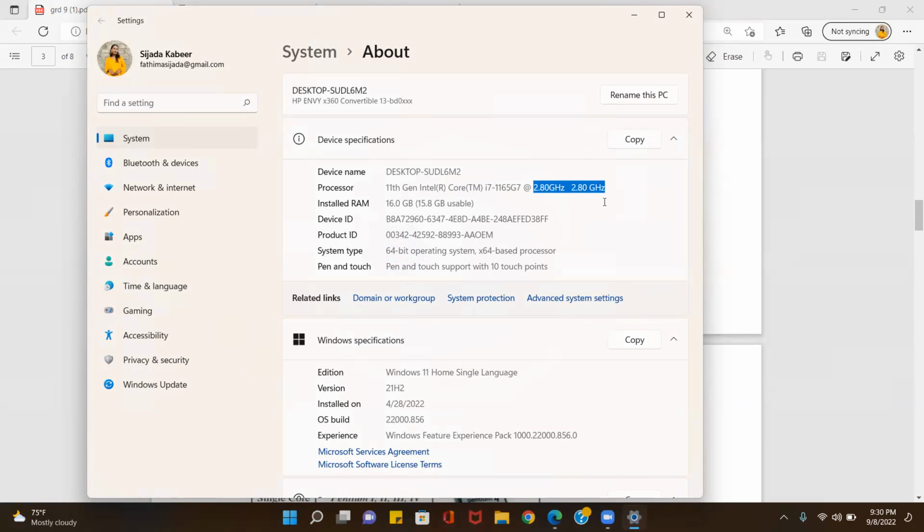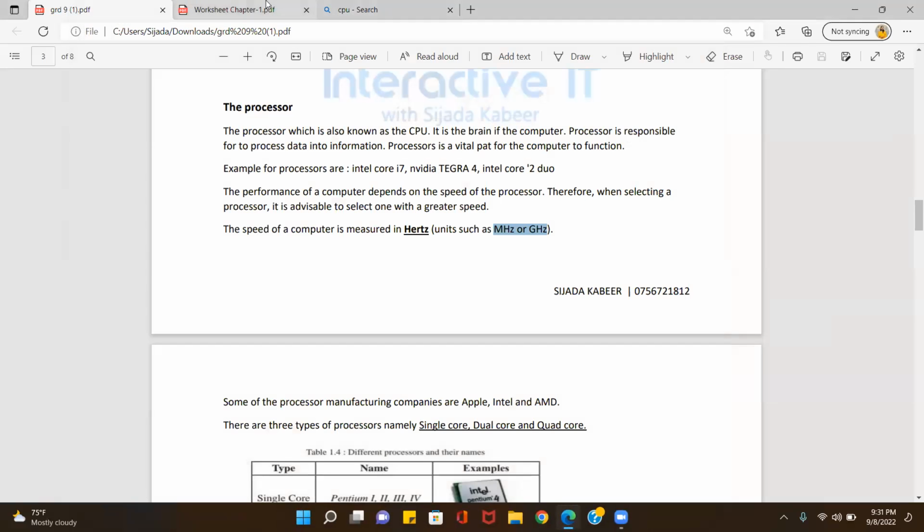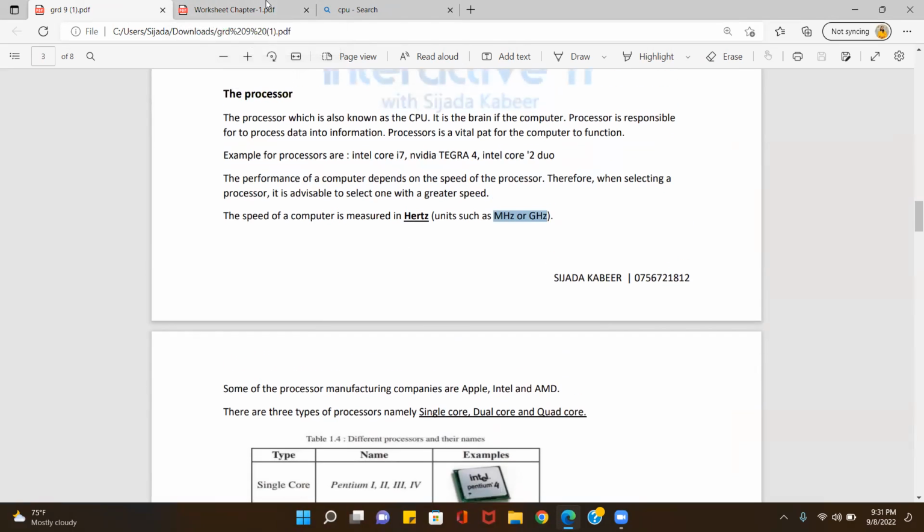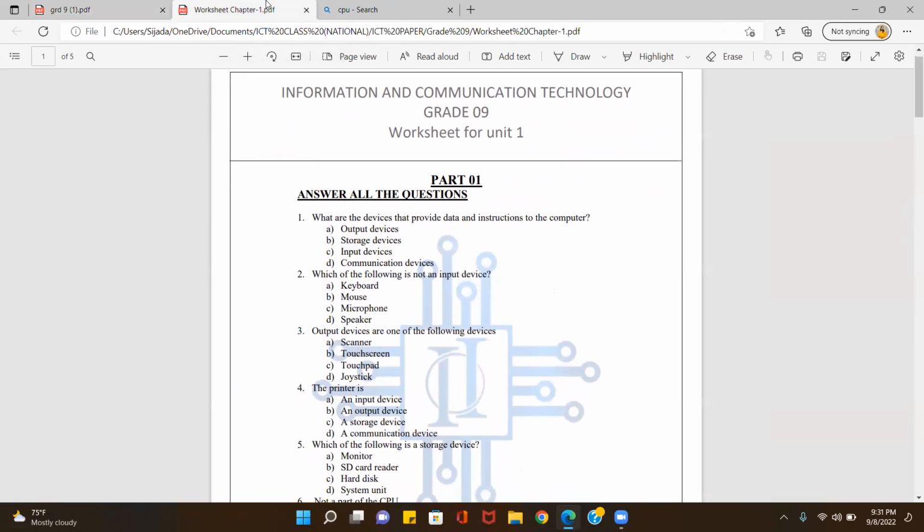2.80 gigahertz. Understood how to see a computer's processor and speed, and why it is necessary to see? Was it clear? Any questions? Any doubts? No, teacher, it's clear. Okay, nice. So let's move on to this.